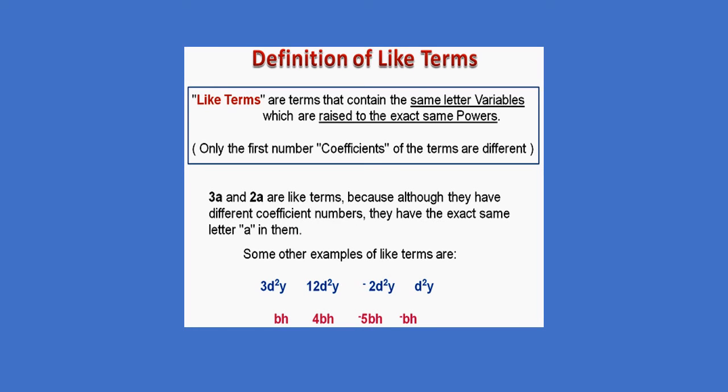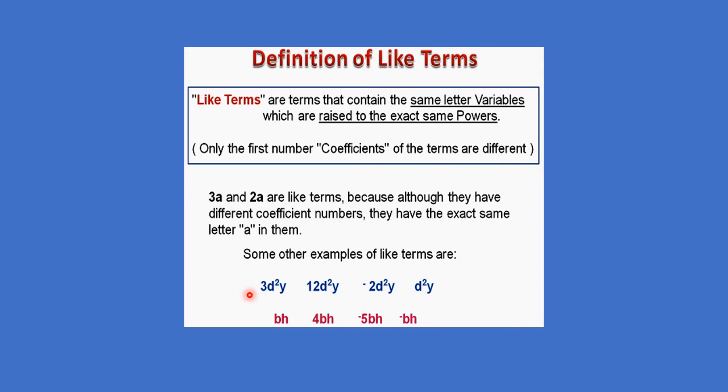Okay, let's talk about like terms. A like term has the same letter variables, which are raised to the exact same powers. Only the first number coefficients of the terms are different. Now, the coefficients may be the same, but they can be different. For example, 3a and 2a are like terms because although they have different coefficient numbers, they have the exact same letter a in them. So a is their variable, so they're considered alike.